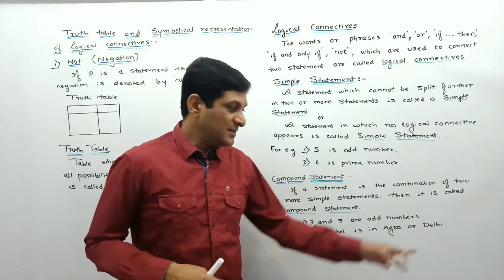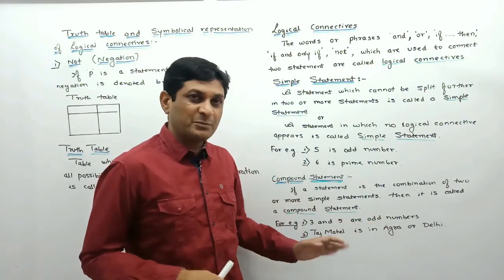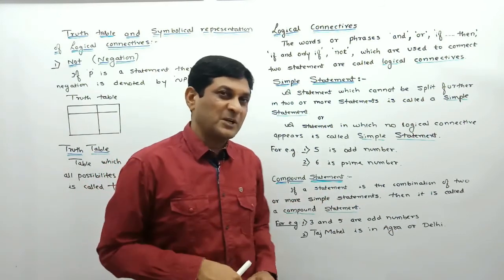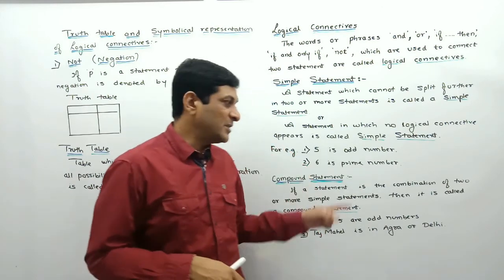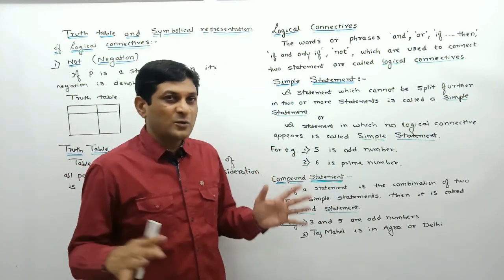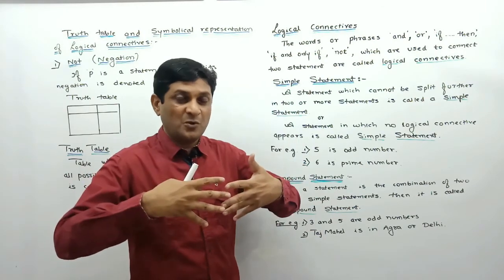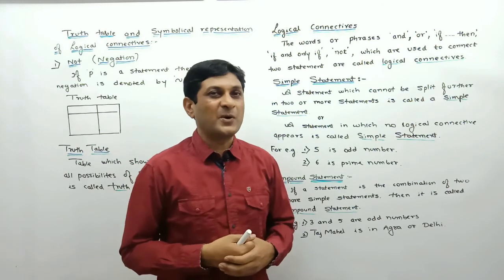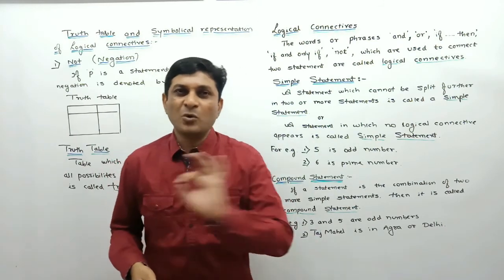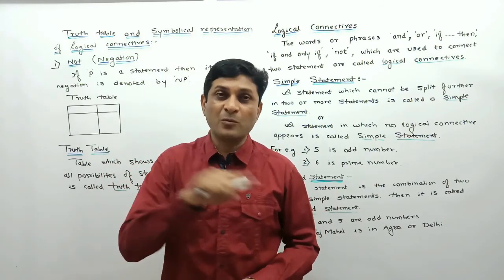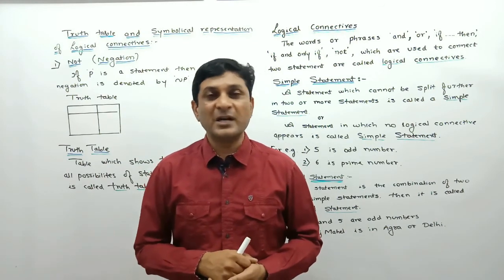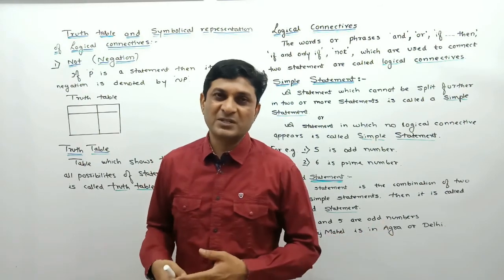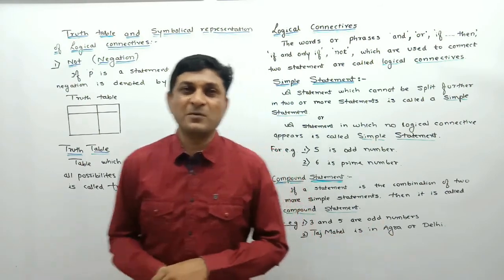Getting it? In this statement we are able to split it into 2 parts. If any statement is split into 2 or more parts, at that time it is called a compound statement. Or in other words, it is a combination of 2 or more simple statements. In simple definition, if no logical connective appears, it is a simple statement. It is called a compound statement if one or more logical connectives appear in it.